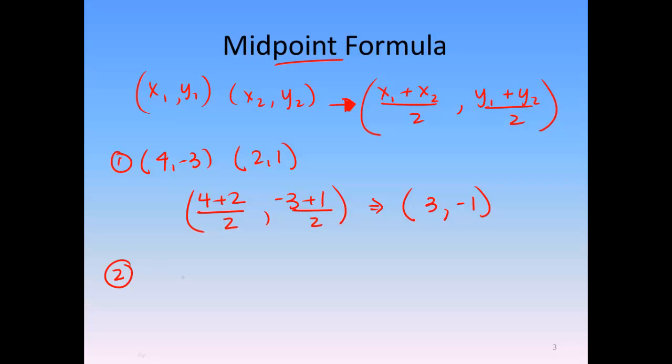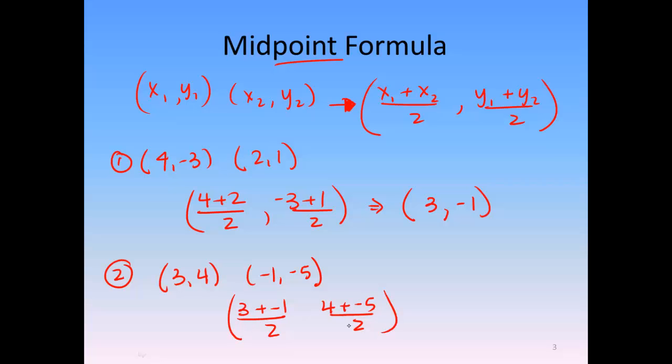One more example of those. 3, 4, and we have -1, -5. So I will add them up. So 3 plus a -1 divided by 2, and 4 plus a -5 divided by 2. And this will result in 2 divided by 2, or 1, and -1 divided by 2, or -1/2. And those are the midpoints.